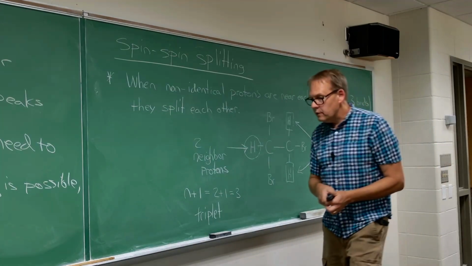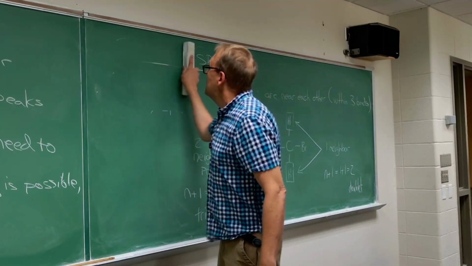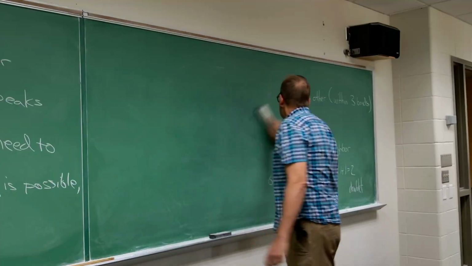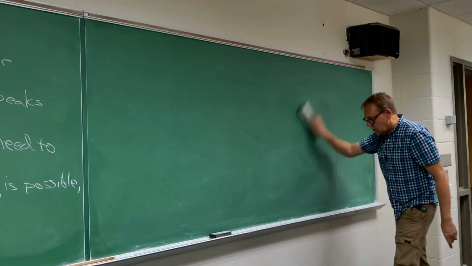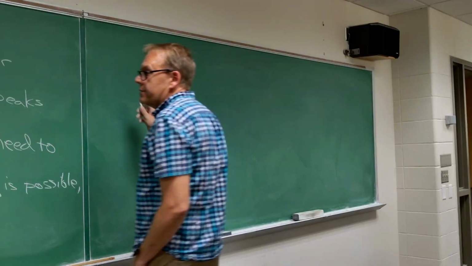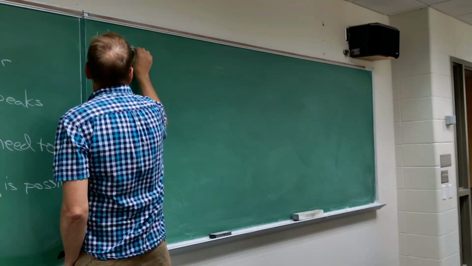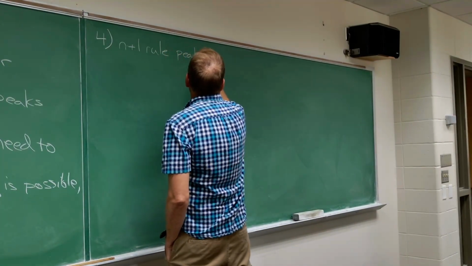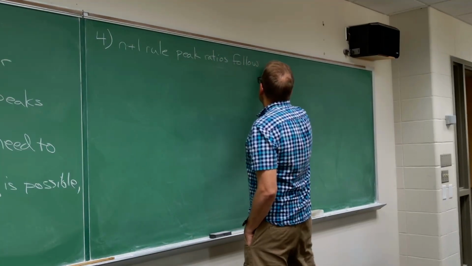All right, next thing we're going to talk about is the ratios that you observe with splitting. So rule number 4 is just going to specify what the split signals look like. In the n+1 rule, you get certain patterns. So I'll say n+1 rule peak ratios follow something called Pascal's rule.